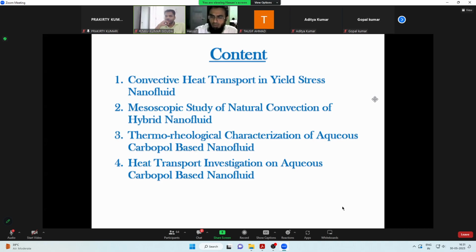Okay, so let us try to understand how this nanofluid, yield stress nanofluid, behaves once it is subjected to some kind of heating or cooling. Okay, and some mesoscopic study of this behavior we will try to understand. If time permits, then the thermorheological characterization of water based nanofluid we will take into consideration.